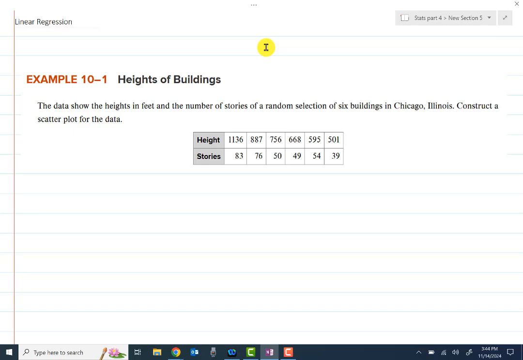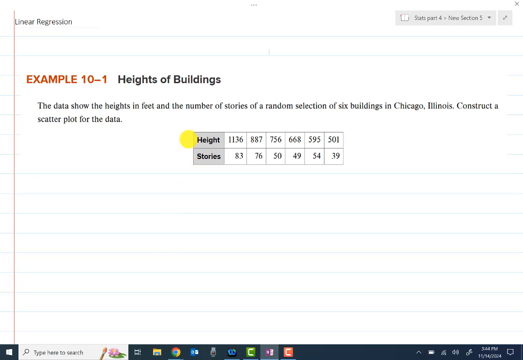This video is about linear regression, and this is the last topic for the course. It's a way of trying to predict something that might come in the near future. Let me start with an example here. We have some data that shows a relationship between the heights of buildings and how many stories the buildings had.